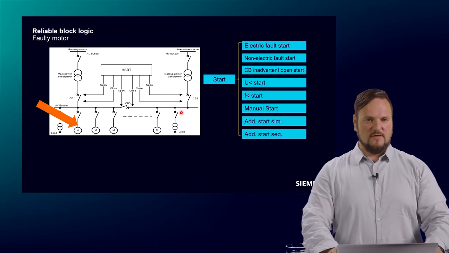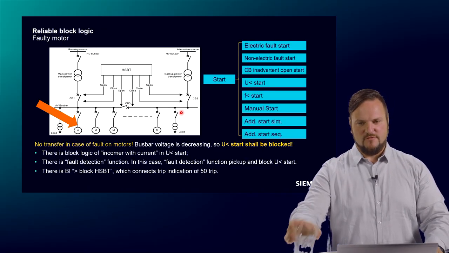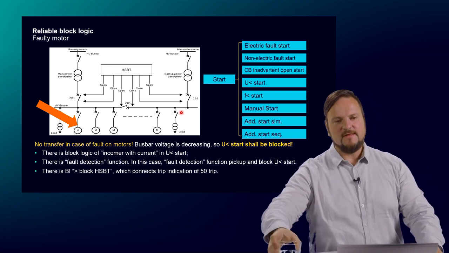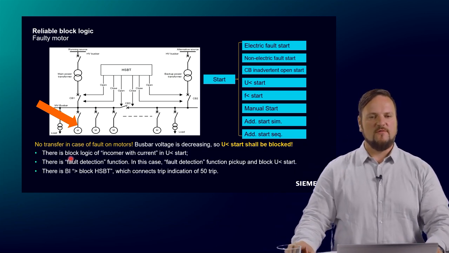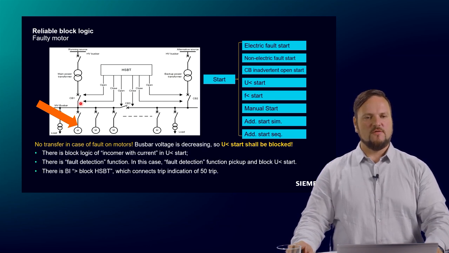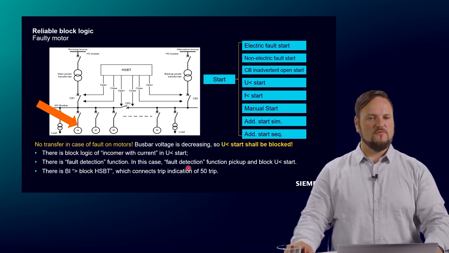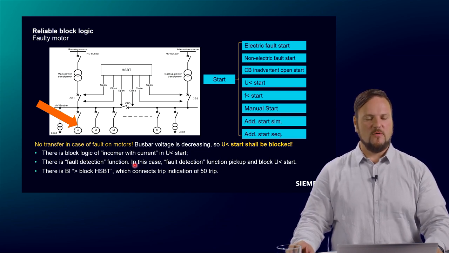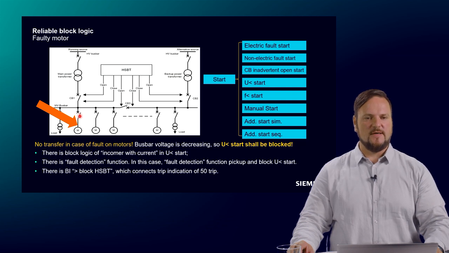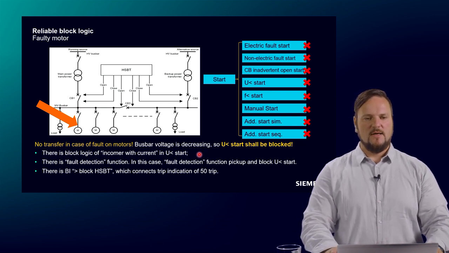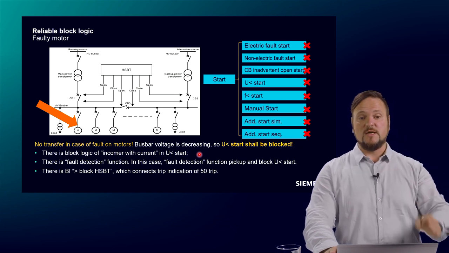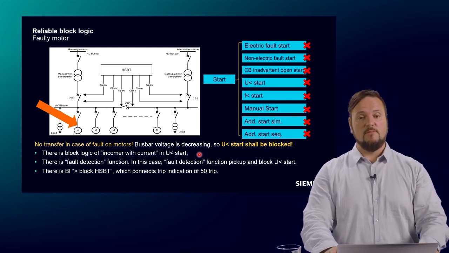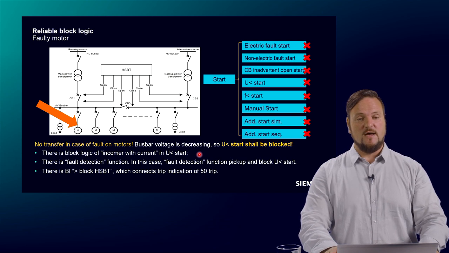If we have a faulty motor, for example, then in that case we also do not want to transfer the load, because the fault location is here, and we can open the breaker here. And of course, we need to detect that we have a faulty motor, and the protection device is tripping the breaker here. And we need to block, because if the fault is here, then the voltage goes down. We have to block the under voltage criteria. And of course, the fault detection function will detect this problem and block the under voltage start.